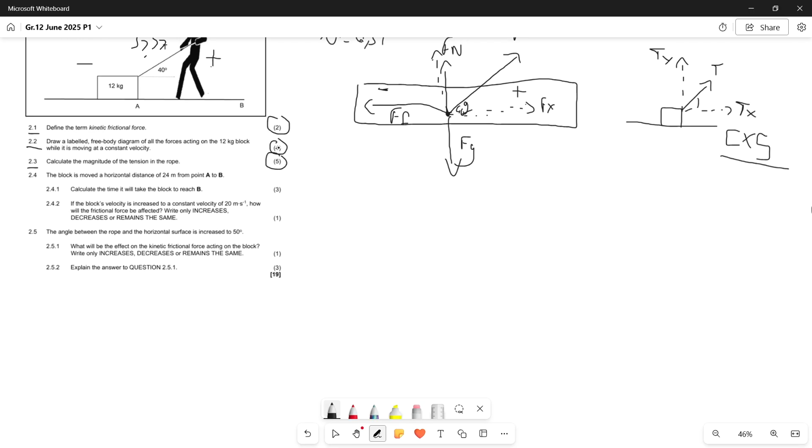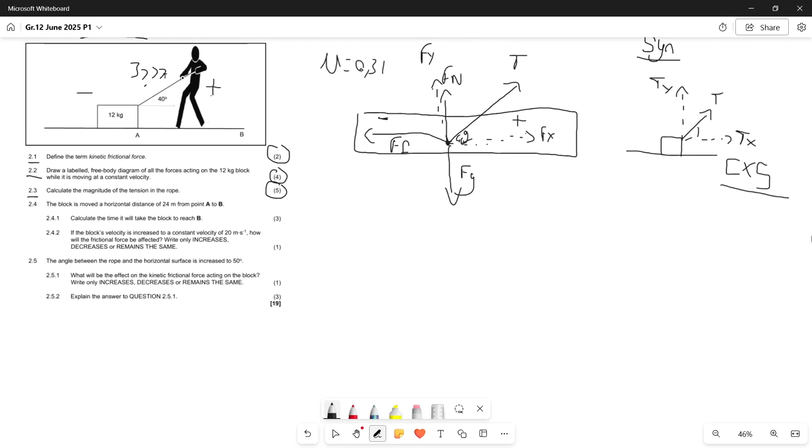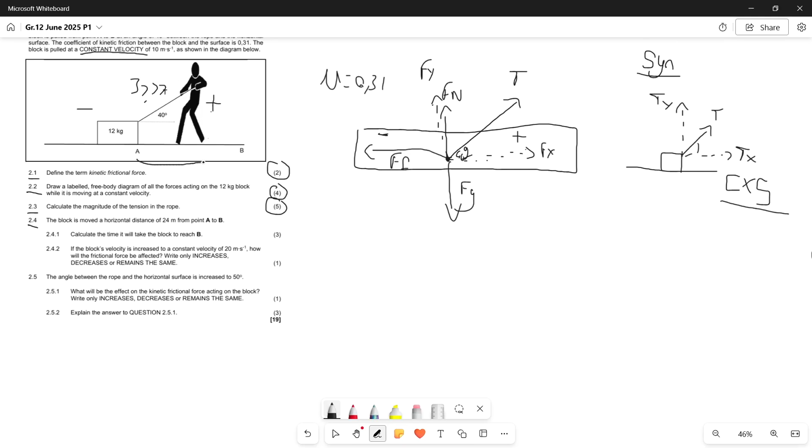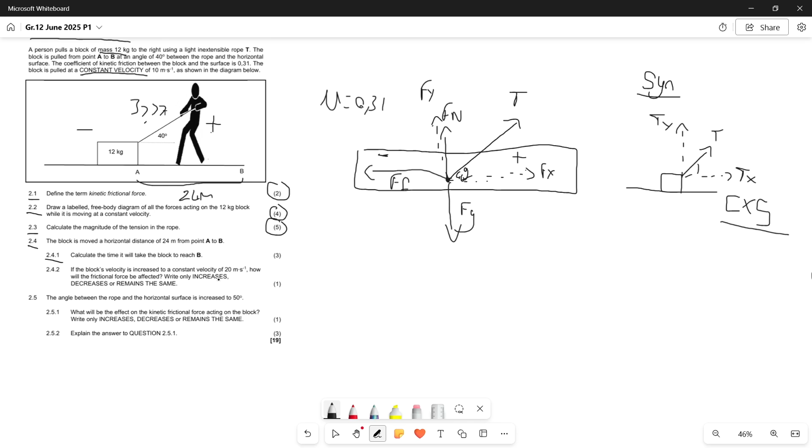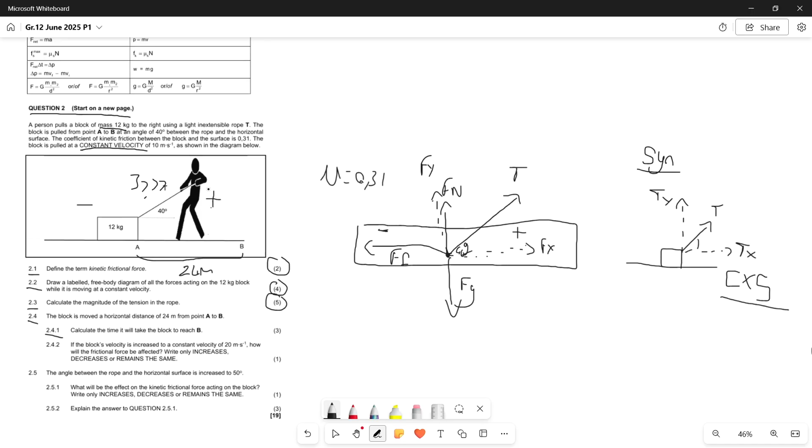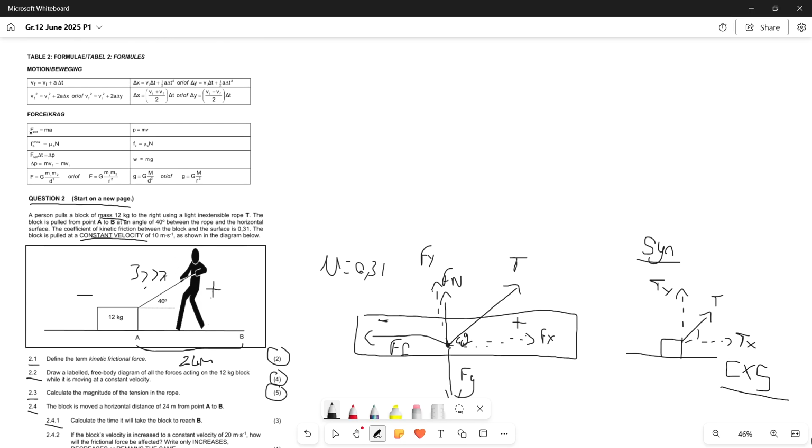So we just earned 5 marks there, and we have the tension in the rope over here. So then 2.4, the block is moved a horizontal distance from A to B of 24 meters. So 2.4.1, calculate the time it will take the block to reach B. Okay, so there are bridging equations of motion and the force section. That's why we have both of them up here.